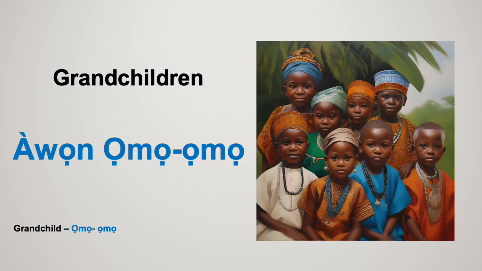Grandchildren. That would be àwọn ọmọ ọmọ. So if you want to say my grandchildren, that would be àwọn ọmọ mi. If you want to say his or her grandchildren, that would be àwọn ọmọ rẹ̀. So here the grandchild is ọmọ, but because we have the plural form of the grandchild, that would be àwọn ọmọ.